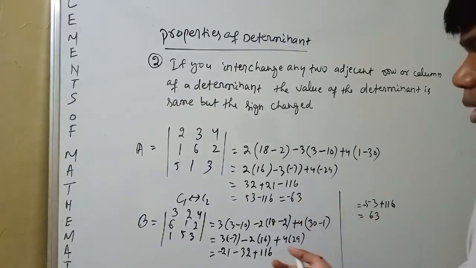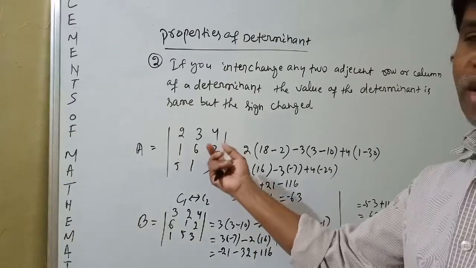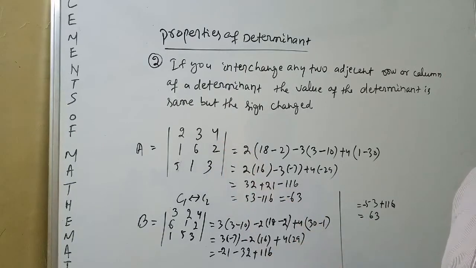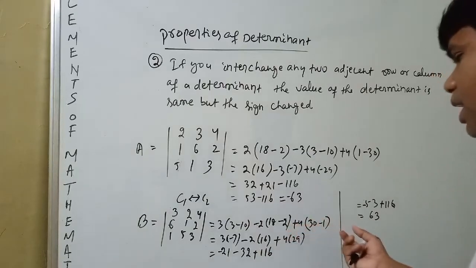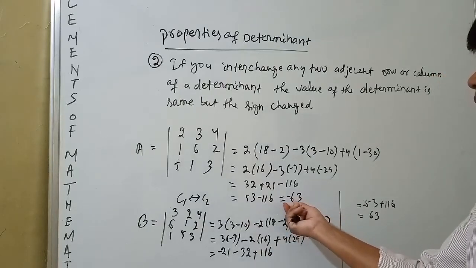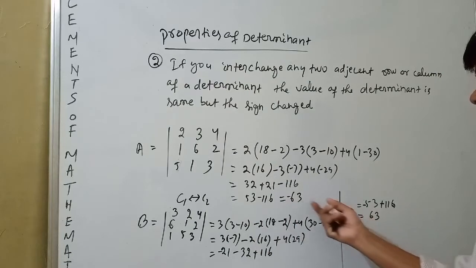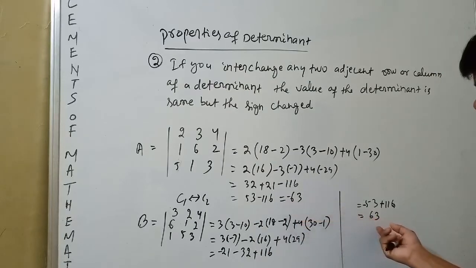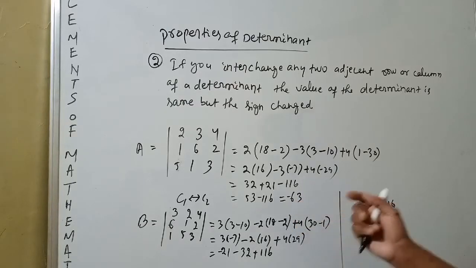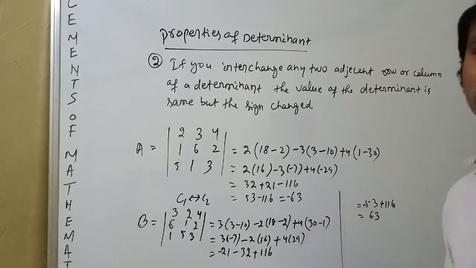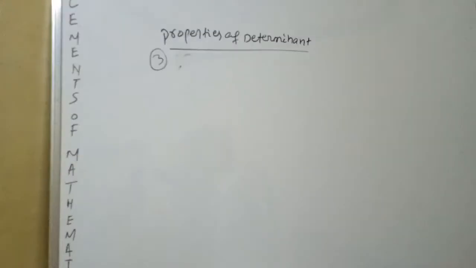Okay, that means if you interchange any two adjacent rows or columns, the value of the determinant remains same but the sign changes. Here you observe that here minus 63 and here 63, that means here also 63, here also 63, but the sign change, here minus, here plus. Okay, this is your second property of determinant.